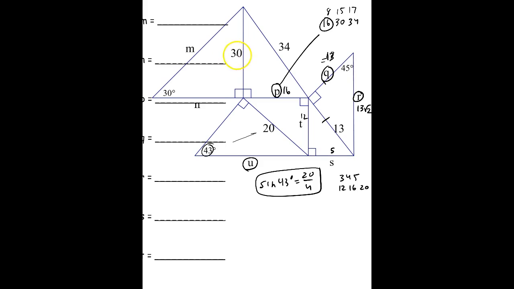And then the last one here is up in the left corner. We see that the side opposite of 30 degrees is 30. The hypotenuse is always double, so M is going to be 60. And then the other leg is always the shorter side times square root of 3. N is going to be 30 root 3. So hopefully that gives you enough to go on for that particular problem.